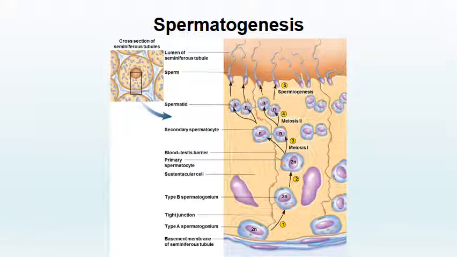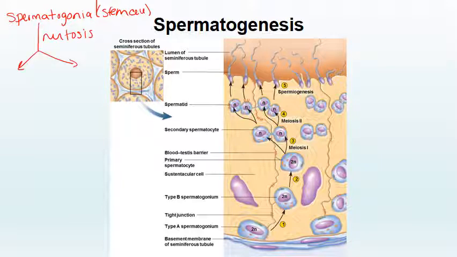Let me actually go ahead and just write this down. So we're going to start with a spermatogonium, which is our stem cell. It is going to go through mitosis. This is not meiosis, this is mitosis, and it's going to give us 2 different daughter cells. So one of these is going to be a type A spermatogonium. Oops. And the other one is going to be type B spermatogonium.